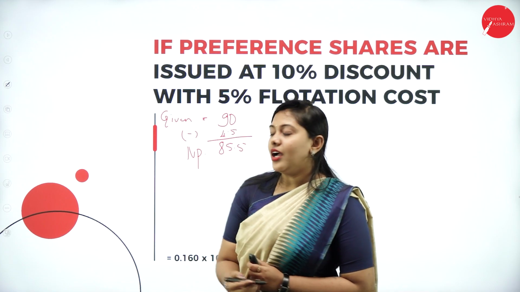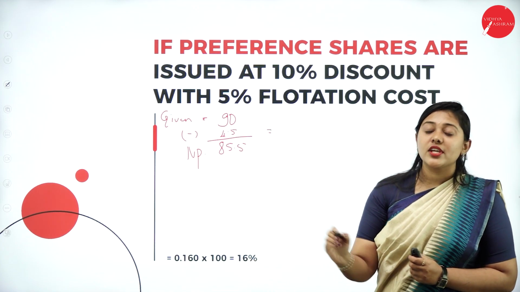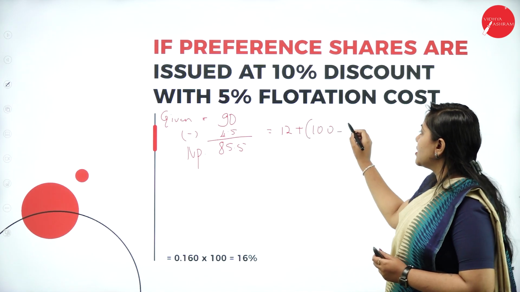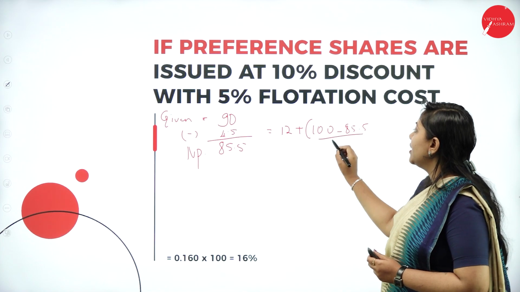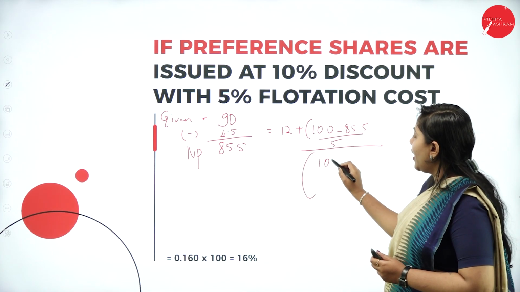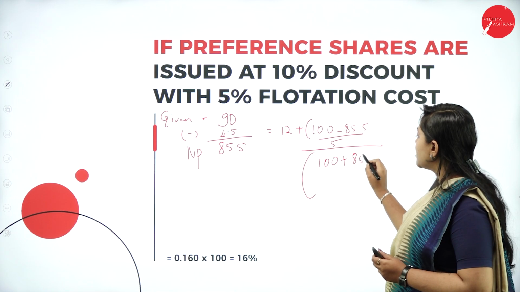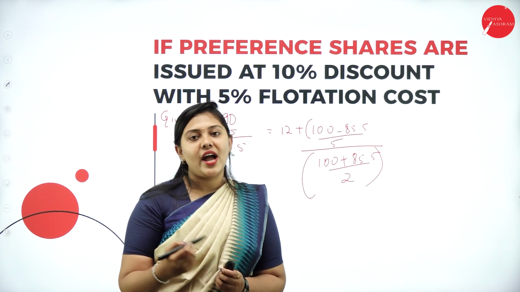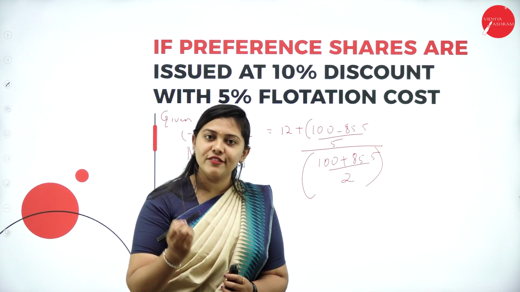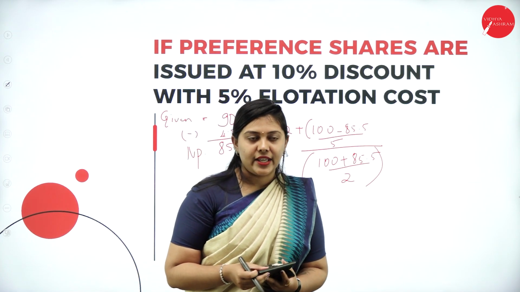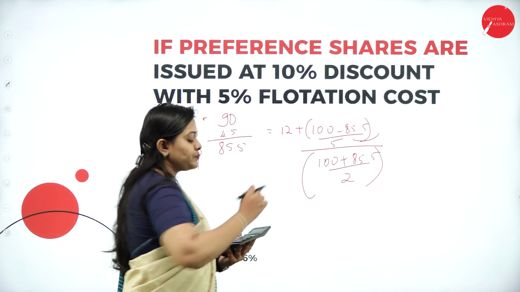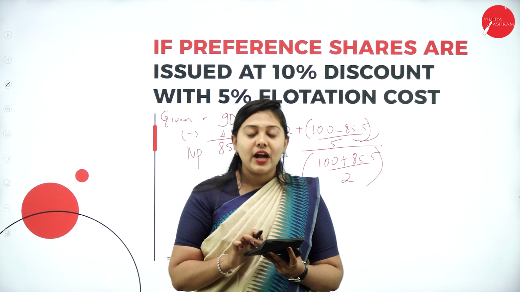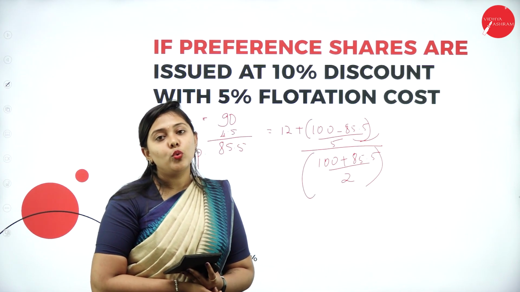So let us substitute the value. So what is the dividend? 12 rupees plus maturity value minus net proceeds divided by number of years and 100 plus 85.5 divided by 2. So this is the formula that we have, and we have substituted the values to the formula. Now let us solve the bracket. What is the first bracket that is there? 100 minus 85.5 divided by 5, the value will be 2.9.